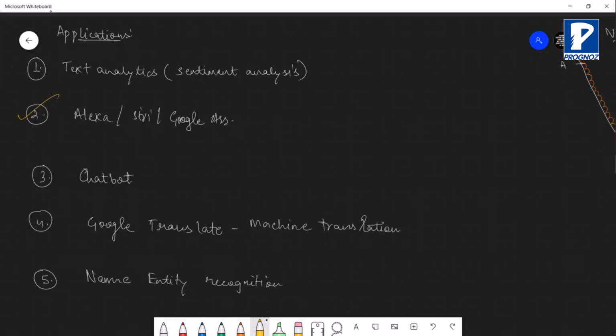Okay. Similarly, अगर Google Translate की बात किया जाए, you have used Google Translate also. So Google Translate में क्या होता है? You are translating one language to another. Simple as that. English से हिंदी, हिंदी से मराठी, मराठी से तेलुगु, whatever you have to do, you can do that. Okay, that is Google Translate. And finally, fifth application is your named entity recognition.